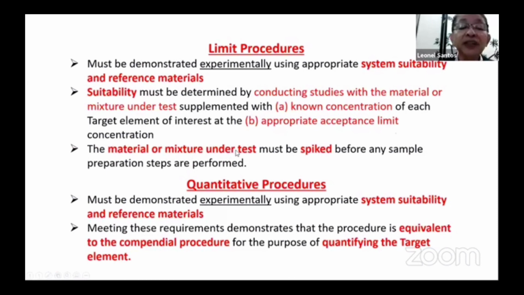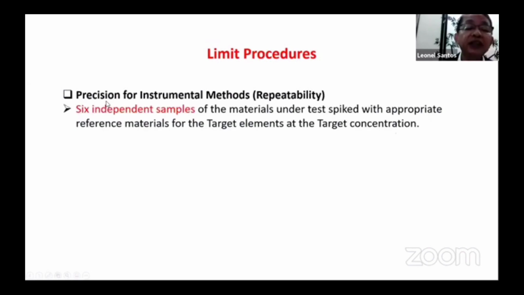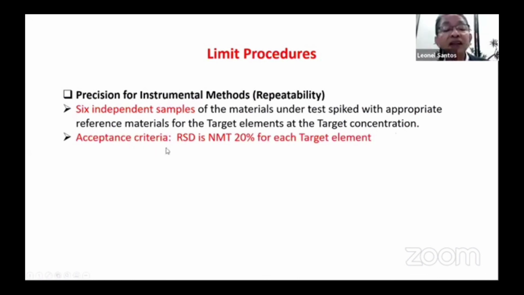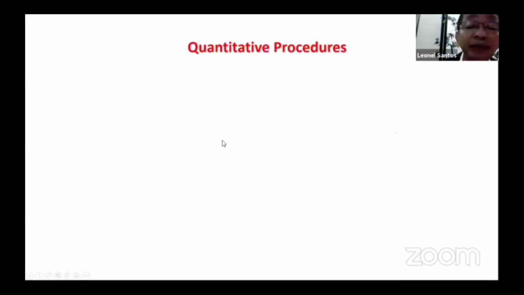Also, the material or the mixture under test must be spiked. Spiking allows you to be specific in terms of your elemental impurities. The limit procedure must be done with repeatability, 6 independent samples, and the acceptance criterion is an RSD of not more than 20%. In terms of specificity, the limit procedure must be able to unequivocally assess each target element. So there's specificity even for a limit procedure.